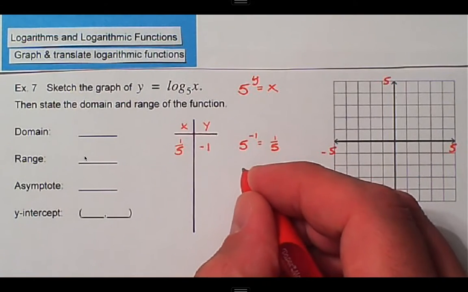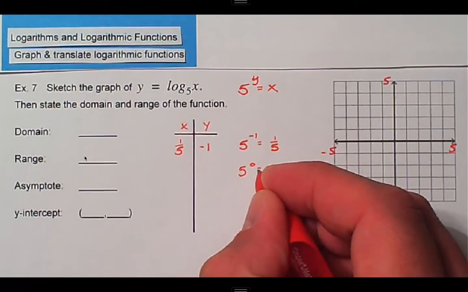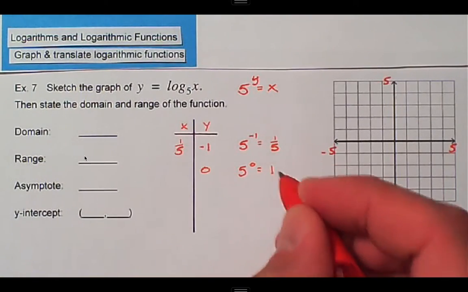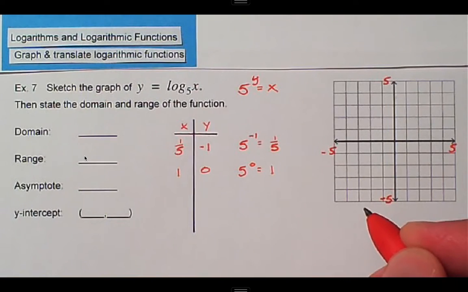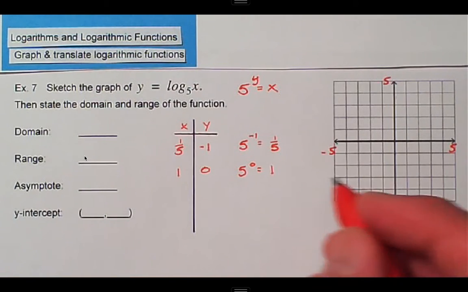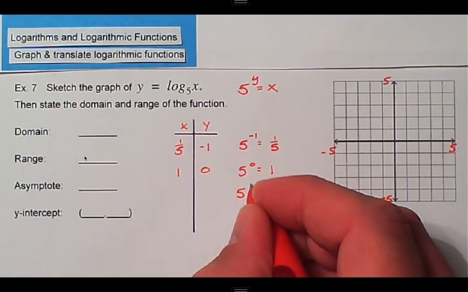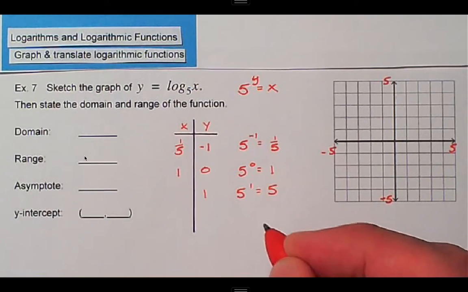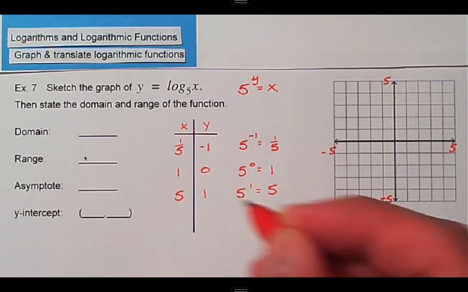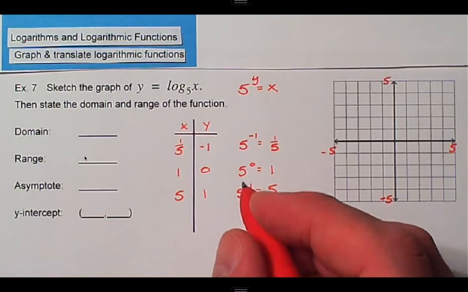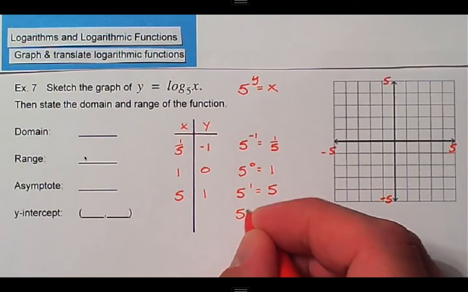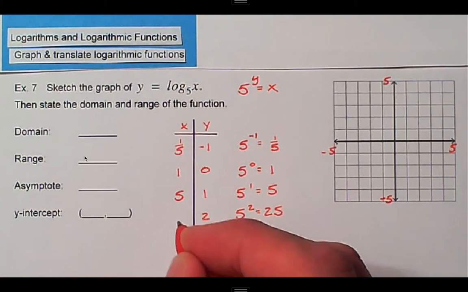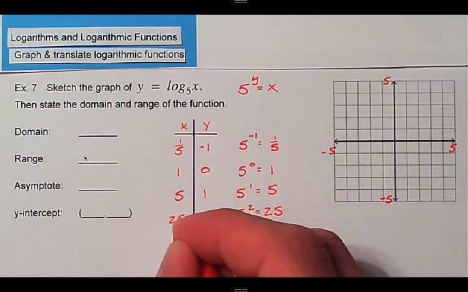If we said 5 to the 0 power, if we're substituting 0, anything to the 0 power is 1, so our x value would be 1. If we said 5 to the first power, 5 to the first power is 5, so y is 1 and x is 5. And try one more. If we said 5 squared is 25, so our y value is 2 and our x value is 25.